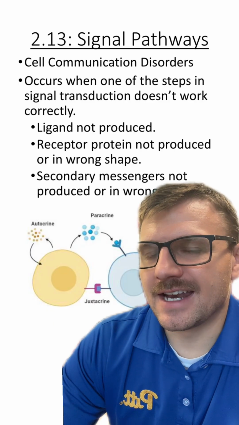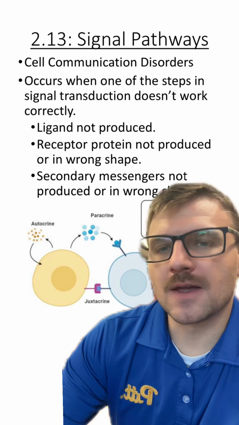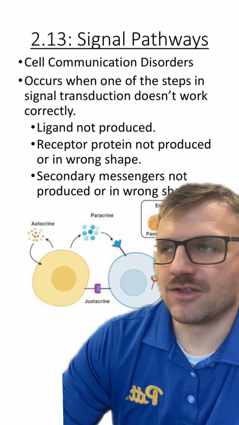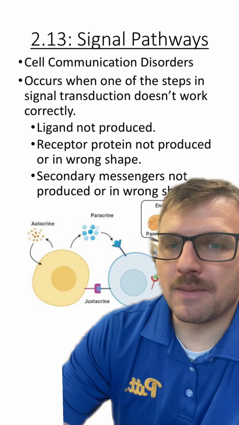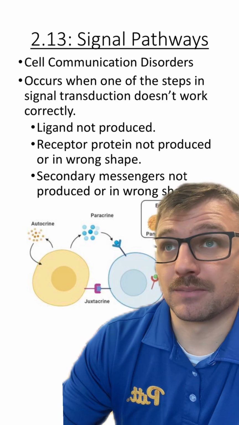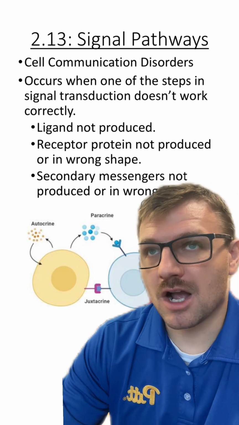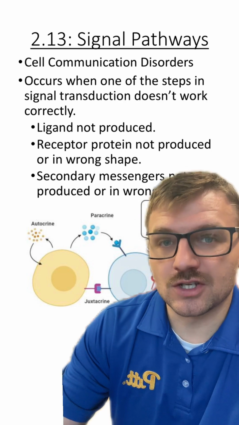One last thing I like to add into this section is something called cell communication disorders. This is where some part of a signal transduction pathway isn't working correctly. Either the ligand's not going to be produced, the receptor is not bonding with the ligand, or maybe one of the secondary messengers is not being produced correctly or is just not working correctly. But basically, this creates some problem within a person because this process is just not functioning.